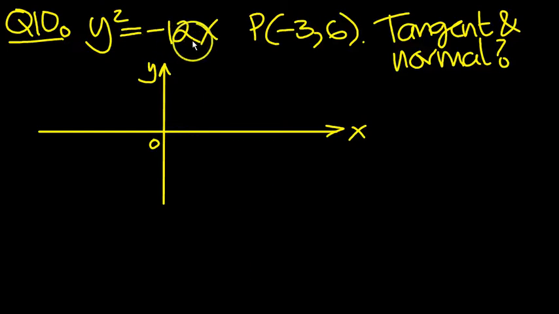y squared equals minus 12x. The point is minus 3, 6. We're going to find the tangent and normal and sketch. So let's differentiate this then.